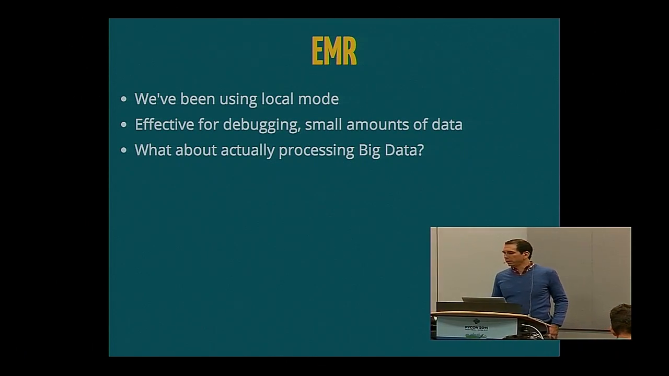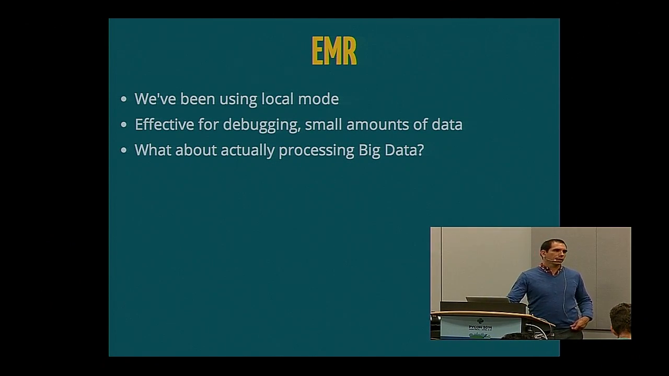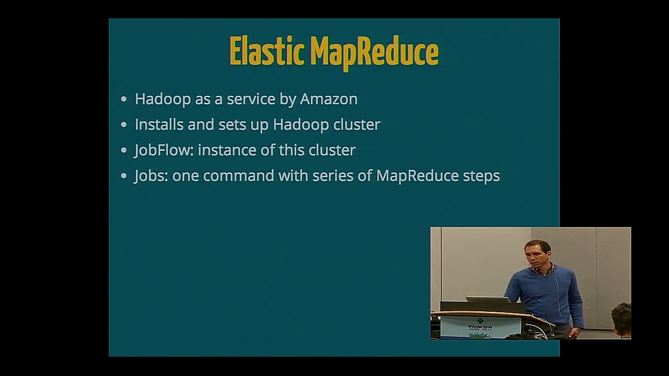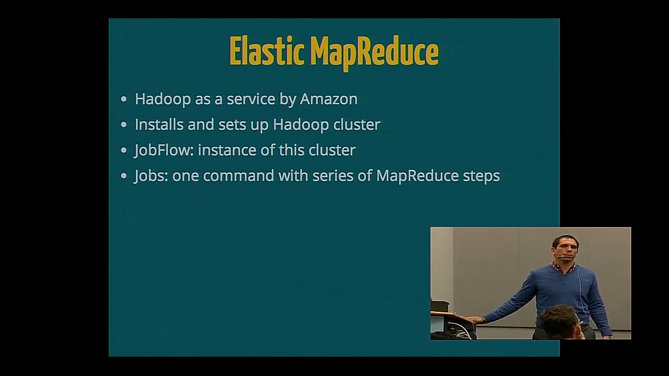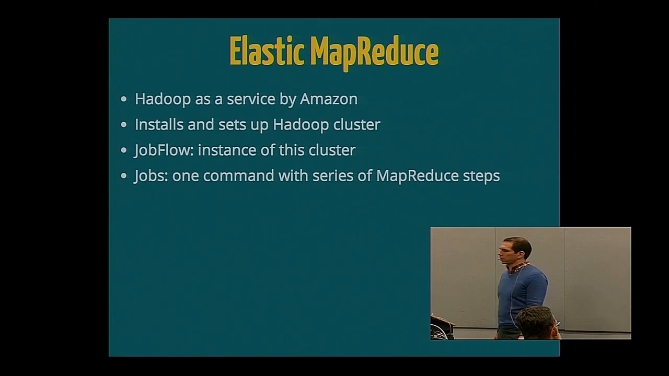So far we've been debugging, effectively. We've been taking a sampled amount of data to run locally. So what do we actually do for processing real large amounts of data? At Yelp, we use this Elastic MapReduce service. It's a Hadoop implementation that's set up by Amazon.